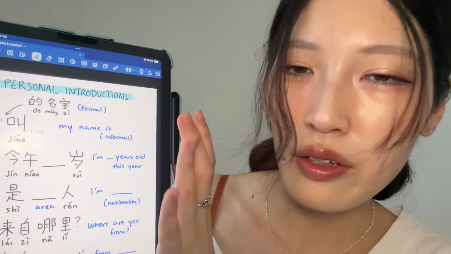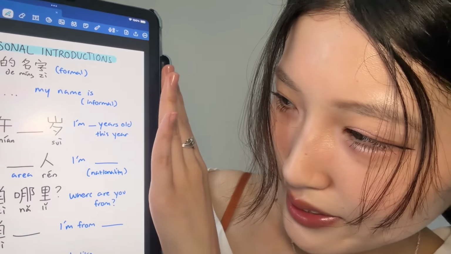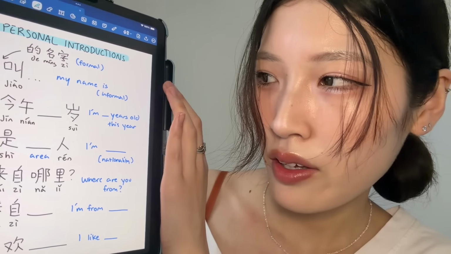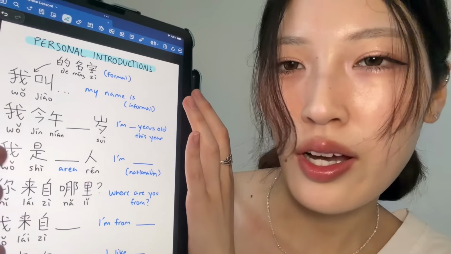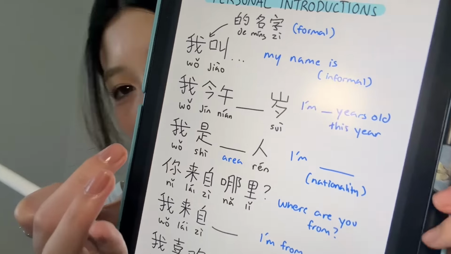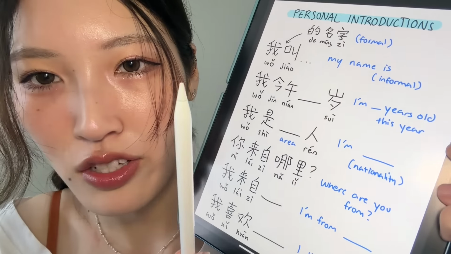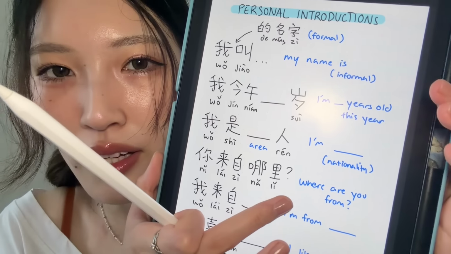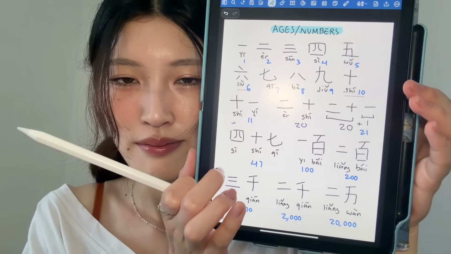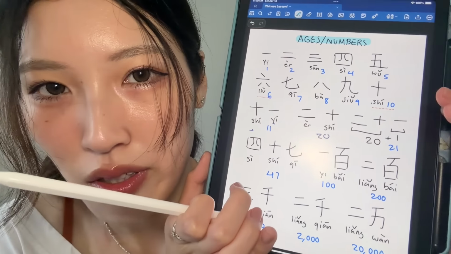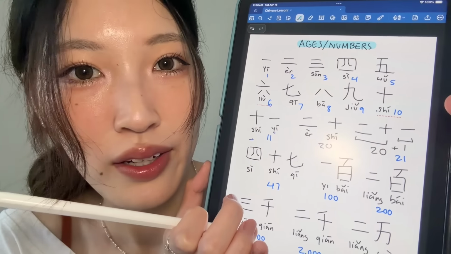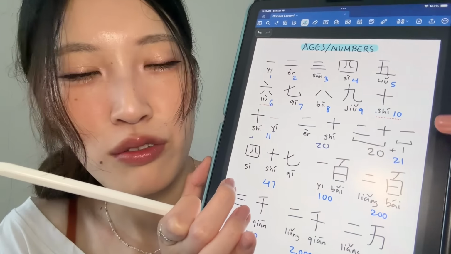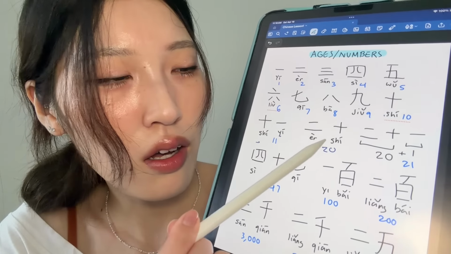Okay, we can go back to this slide. So try saying this age portion with your name, your age. I'm gonna go back to this slide one more time. Okay, try to memorize how you would say your age. So for me, it would be 20.